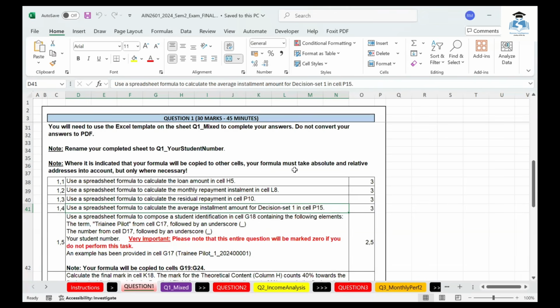Now, 1.1. Just adding some other guys who just joined us. All right. 1.1: use a spreadsheet formula to calculate the loan amount in cell H5.